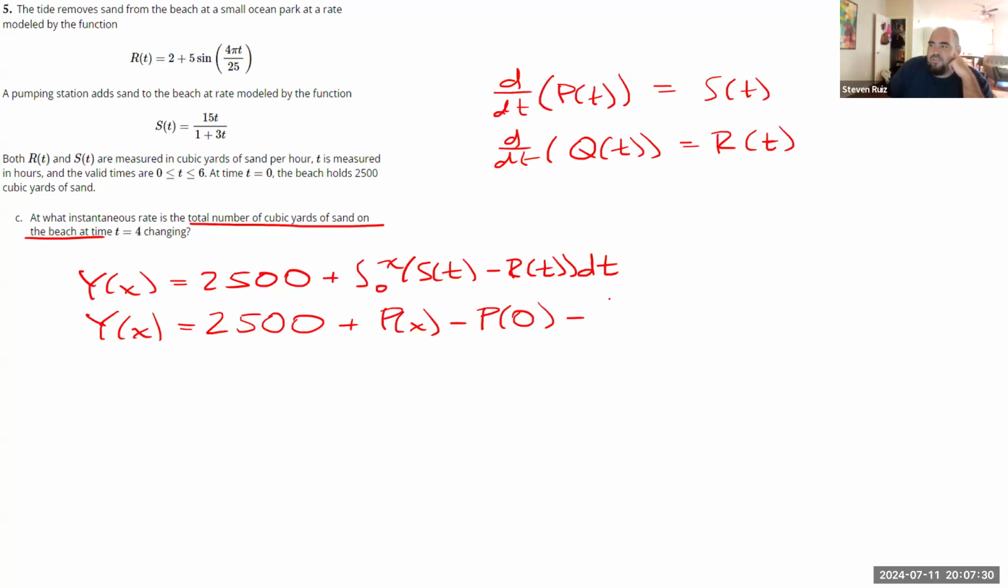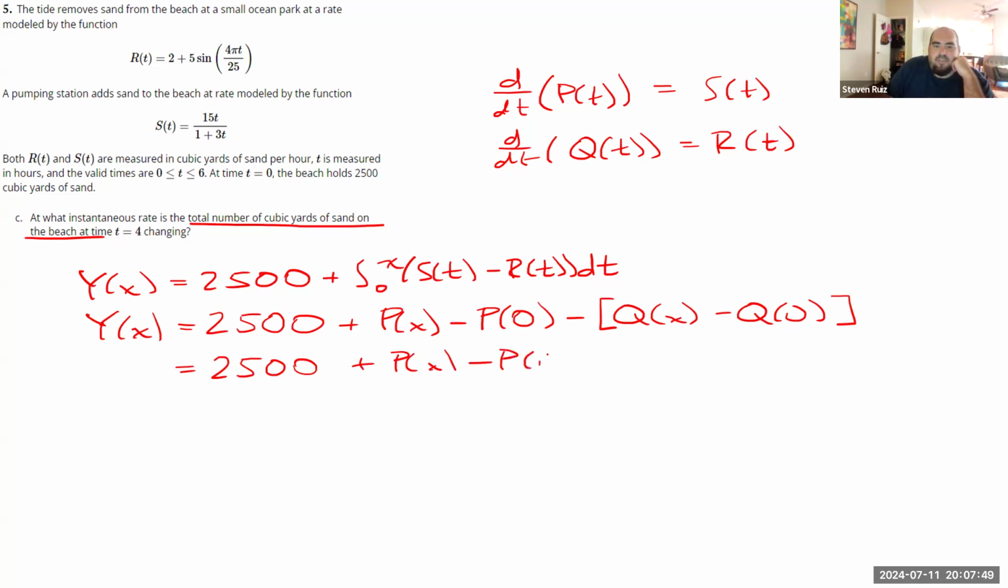And then if we do the same thing for r, that integral is going to be Q of x minus Q of 0. Let's clean this up a little bit. We get 2,500 plus P of x minus P of 0 minus Q of x plus Q of 0. Okay, so maybe you're asking why I brought in all these terms.